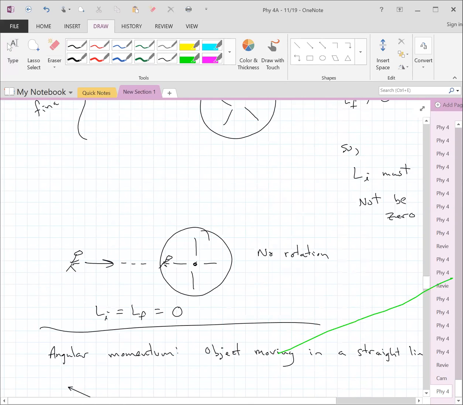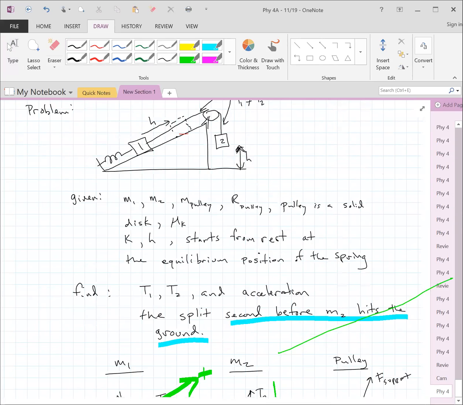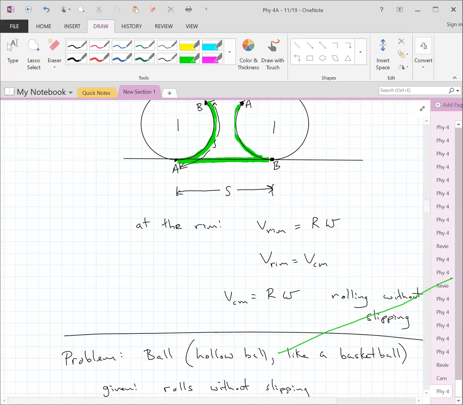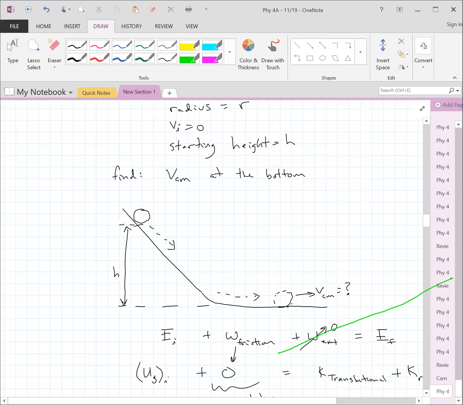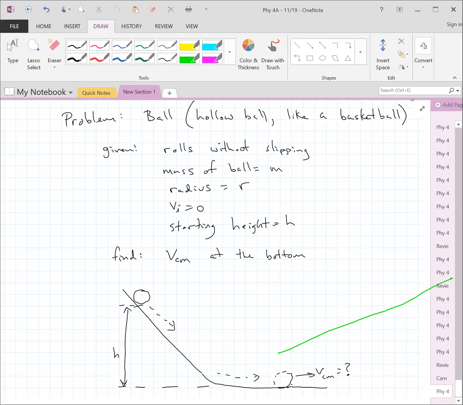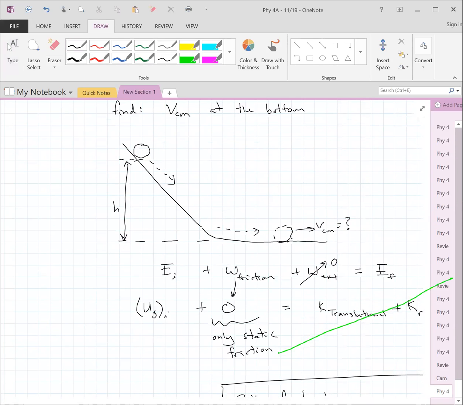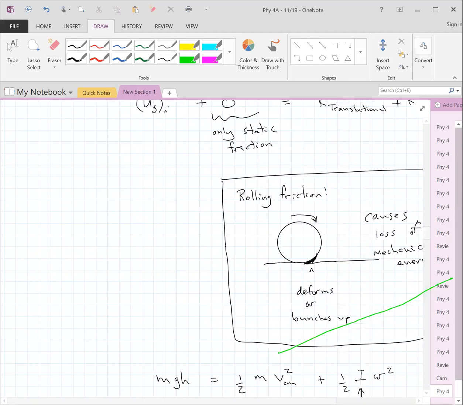And then with energy problems, oftentimes we have objects that are rolling, and so we'll take that into account. So a couple of things there. One, when an object is rolling, the friction that's causing it to roll without slipping does not do any work. That's static friction, so we don't have to worry about losing mechanical energy to static friction.